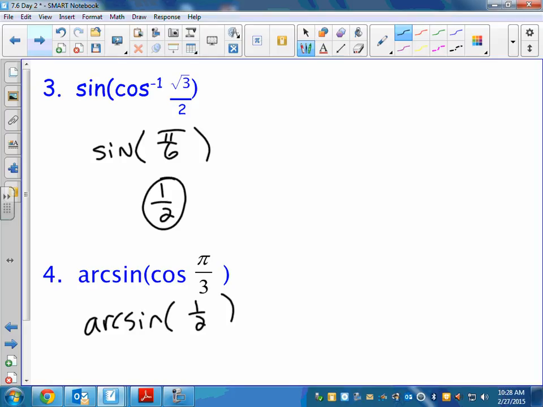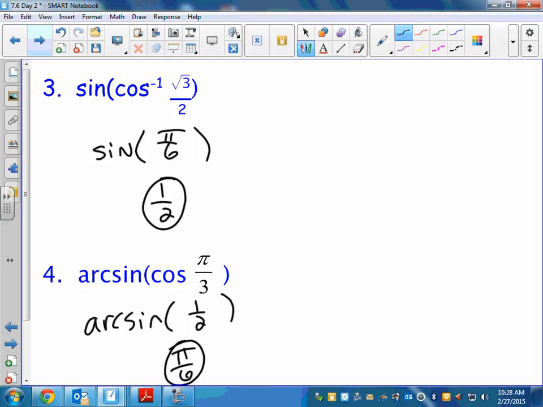Pi 6. So notice that depending on what function is on the outside will determine if you have an angle answer or a value answer. If inverse is on the outside, your answer will be an angle. If it's a regular trig function, your answer will be the value.